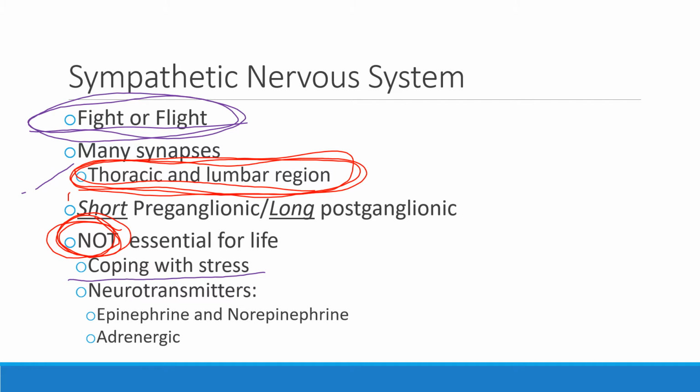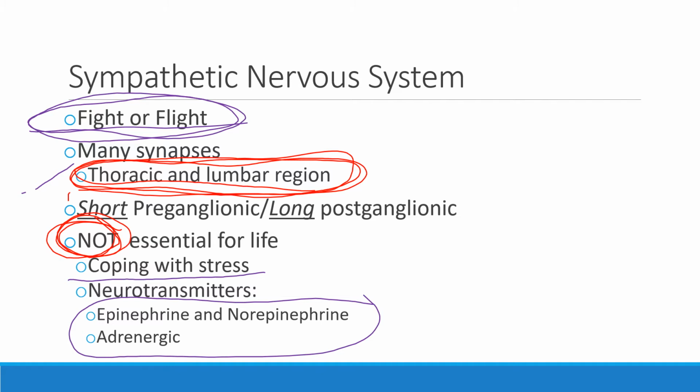So it's going to release all these mediators that help you get through a stressful situation, like running from a threat or anything else. So it's designed to help you cope with stress overall, but it's not essential for life. The neurotransmitters in here, of course, you know these, are epinephrine and norepinephrine. And these are your adrenergic responses, right? Your epinephrine and your norepinephrine.